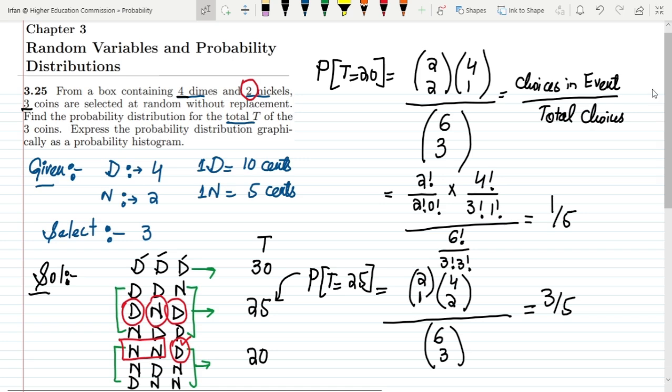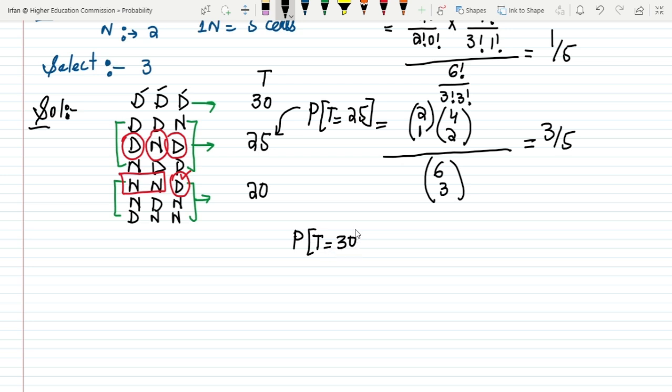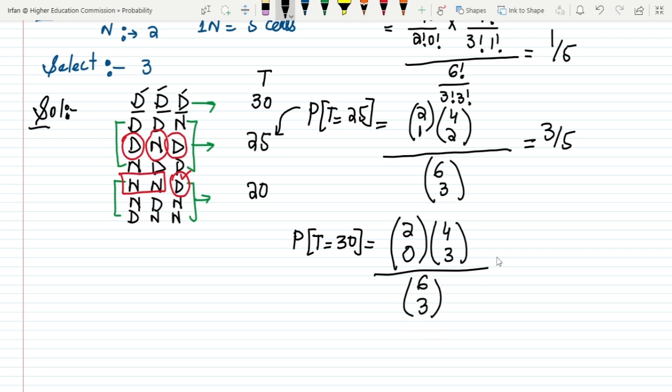Similarly, let me move down somehow, and here for the probability that t is 30, what I have to do here, I can see that when t is 30, I have 3 dimes and no nickel. So for the nickels, out of 2 nickels I have 0 nickel here, while for the dimes, out of the total number of dimes, 4, I have to choose 3, while the total number of choices will remain the same, which is 6 choose 3. So from it, what I will get here is 1 by 5.